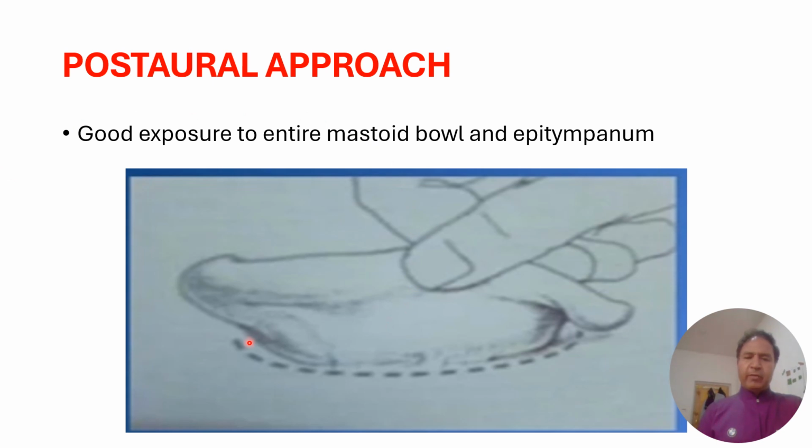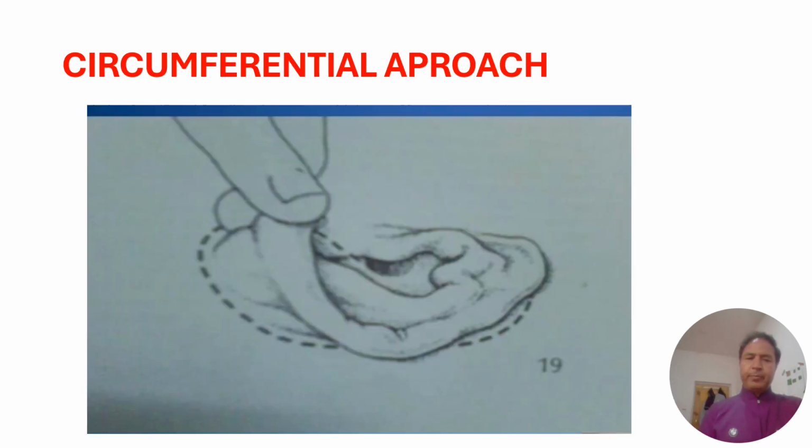Postaural approach, we can see a Wilde's incision here. Good exposure to the entire mastoid bowl and epitympanum. Circumferential approach: you can do endaural and then proceed to the postaural, and this is the circumferential approach.